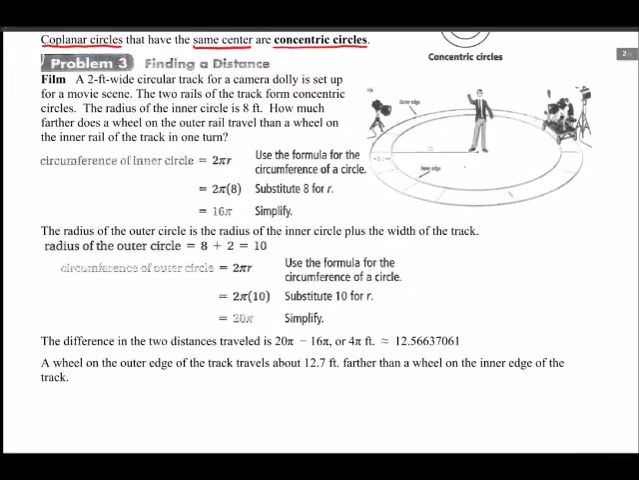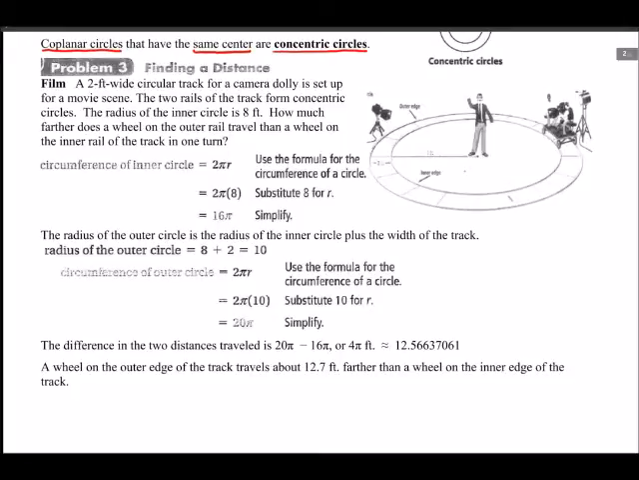So what are we going to do with this? Well, these are some fun problems. In this problem, we have a 2-foot wide circular track. So we know that this is 2 feet here. It is set up for a camera dolly on a movie scene. On those scenes where you go around the actors, they're done like this. The 2 rails of the track form concentric circles.